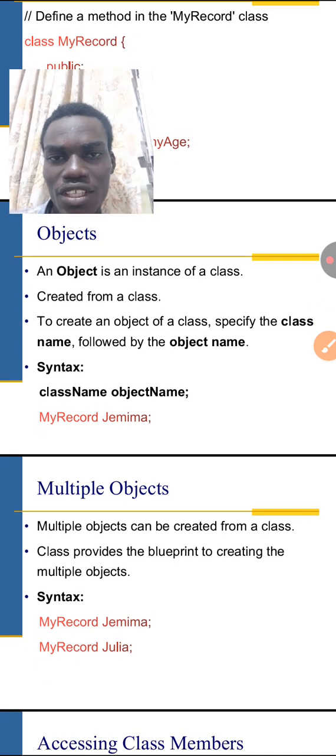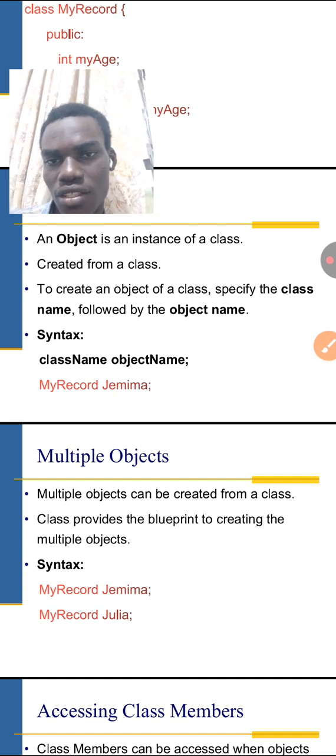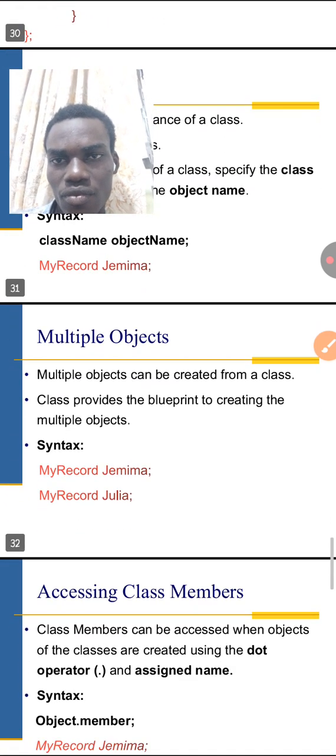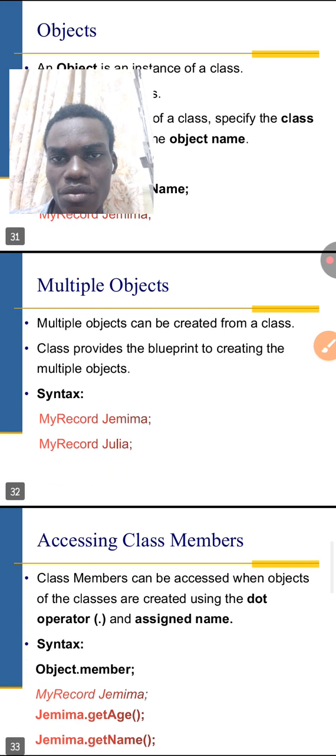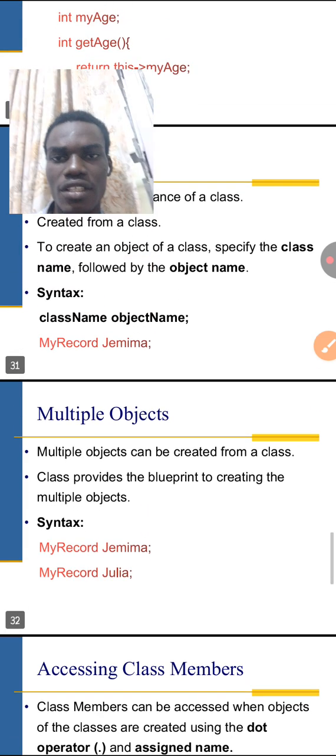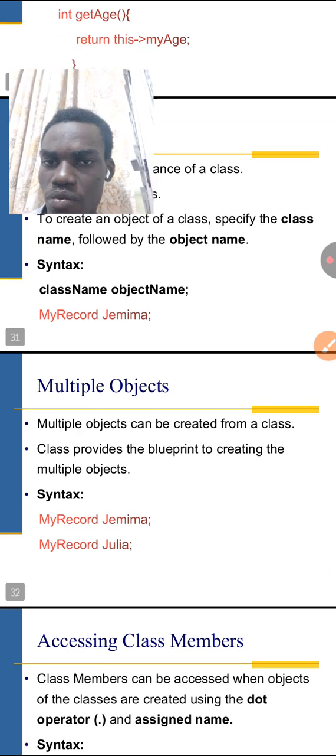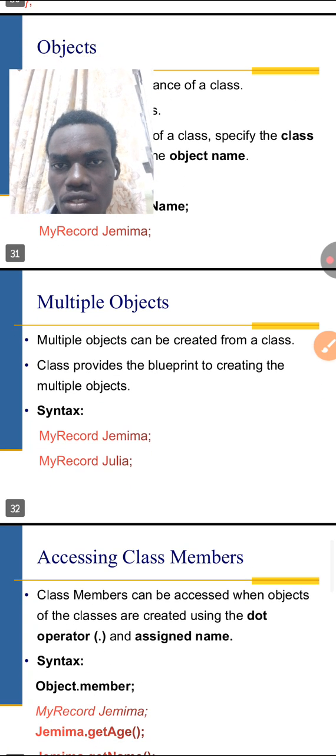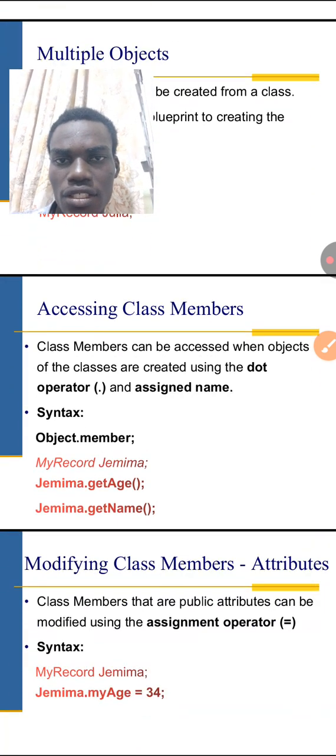So to create an object of a class, specify the class name followed by the object name. So the syntax is the class name and then the object name. So we have the class name, then the object name, and we can have multiple objects, which is self-explanatory.